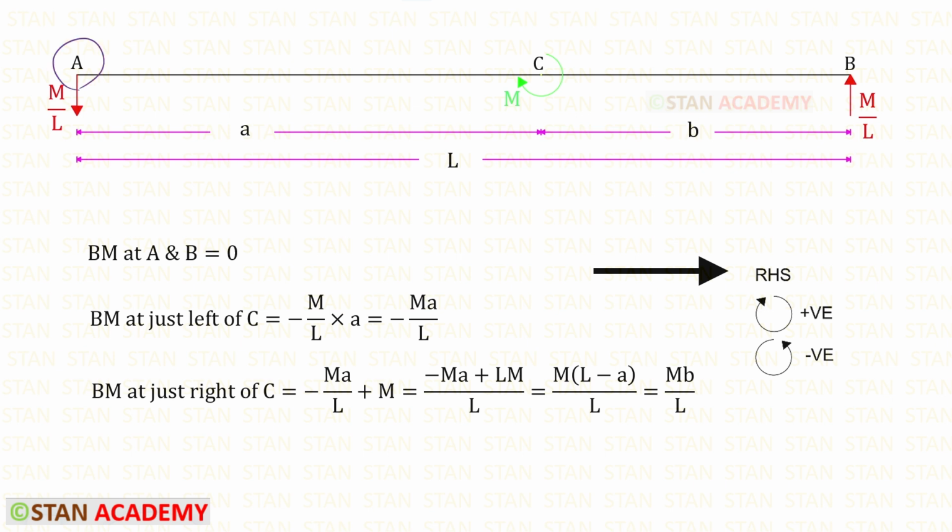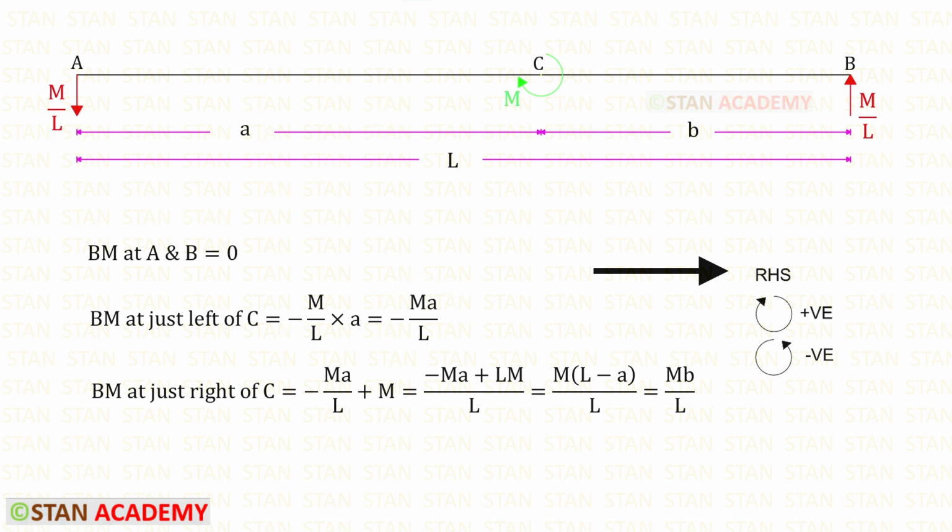We know that in the simply supported ends, the moment will be 0. To find the moment at point C, let us use the right hand side rule. At point C, there is a concentrated moment. So we have to find the moment at C two times, at just left of C and at just right of C. Let us find the moment at just left of C. RA is acting in the anticlockwise direction, so it will be negative and the distance is A. So we will get minus MA upon L.